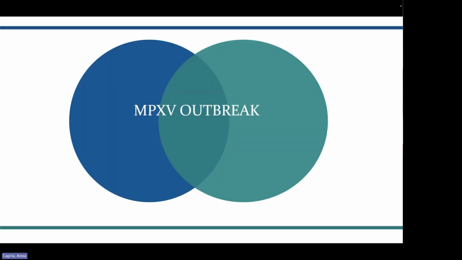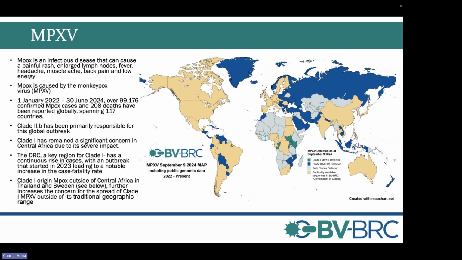Next, my high-level overview for the MPXV outbreak is that it is also an infectious disease that causes painful rash, enlarged lymph nodes, fever, headache, muscle ache, back pain, and low energy, and it's caused by the monkeypox virus. And our outbreak response has focused on sharing this information out and just making sure that our users can have the genomic data that they need.